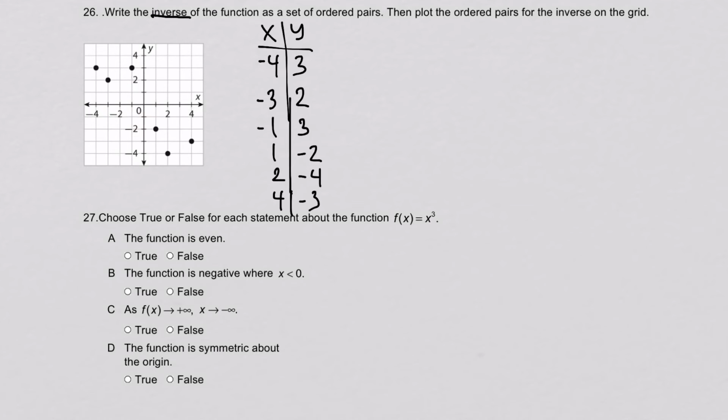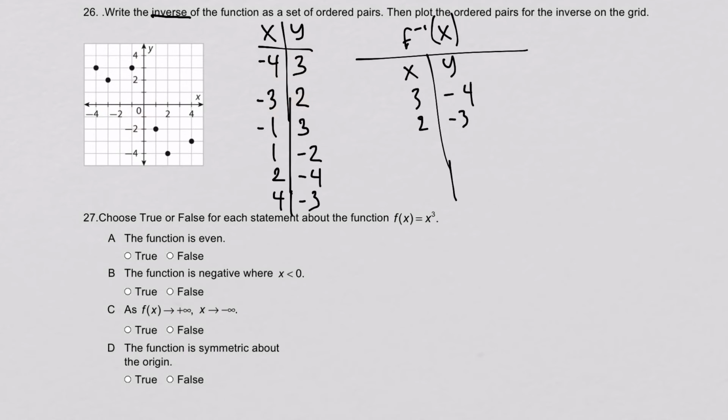Now I'm looking for the inverse. Remember, the inverse just reverses the value of x with y. So my inverse will look like this. 3, negative 4. Where do I get the 3, negative 4 from? From here, negative 4, 3. Right? The next one is 2, negative 3, because I'm reversing the values. 2, negative 3, 3, negative 1, negative 2, 1, negative 4, 2, and finally negative 3, 4. That's it. That's the inverse.